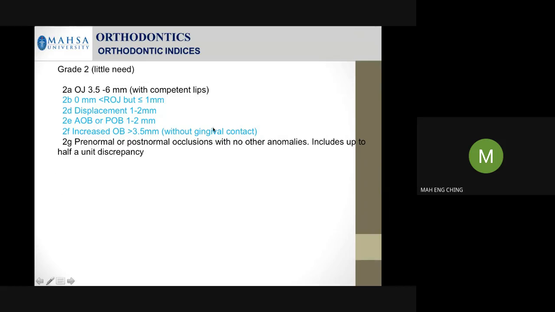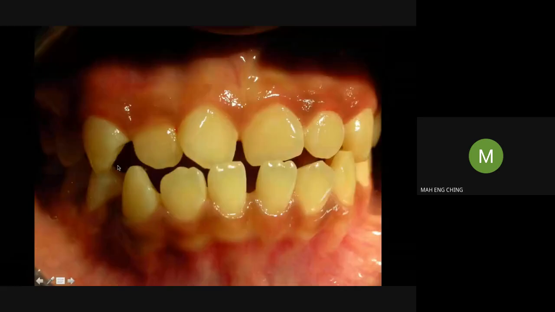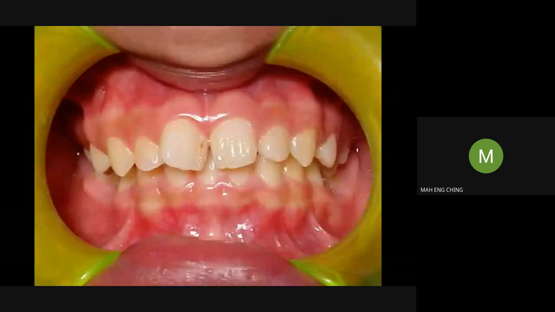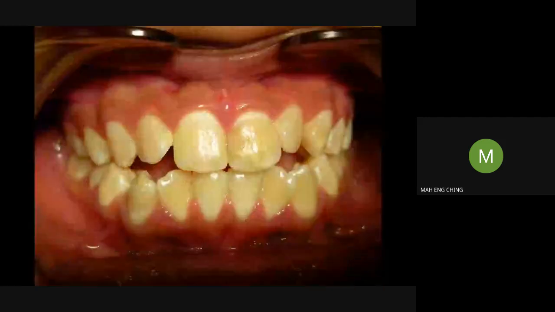pre-normal or post-normal occlusion with no other abnormality. Let's say the patient, everything looks nice and straight. It's just the buccal interdigitation is not perfect. Then maybe we categorize them as a 2G, up to half unit discrepancy. We're going to talk about it later. So for this one, reverse overjet, not too bad. And this one deep bite, not causing any occlusal trauma. Okay. Then this one again, open bite, not too severe.